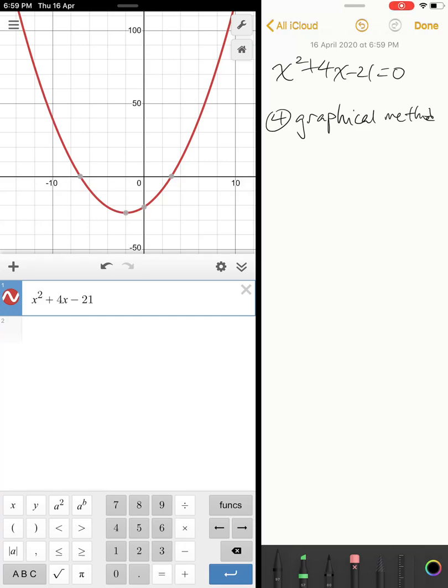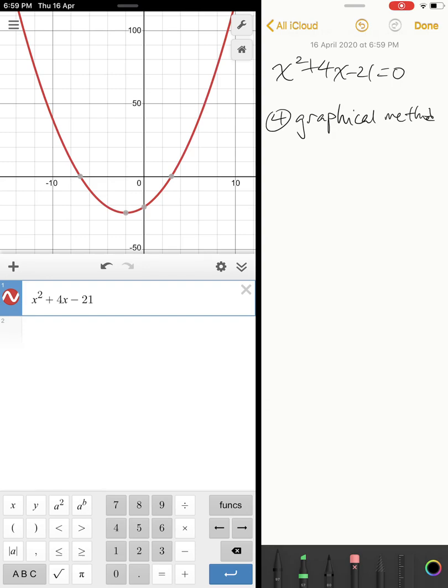Hello and welcome to the last part of this series where we are solving quadratic equations via different methods. So in this last video, I want to show you how to solve the same equation, x squared plus 4x minus 21 equals 0, but this time via the graphical method.